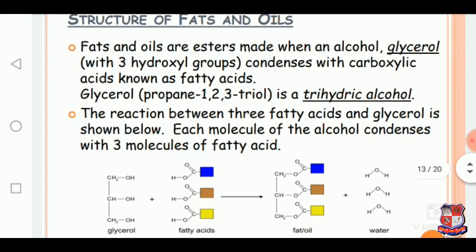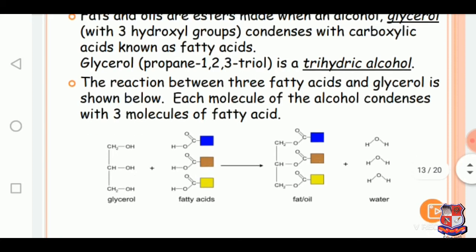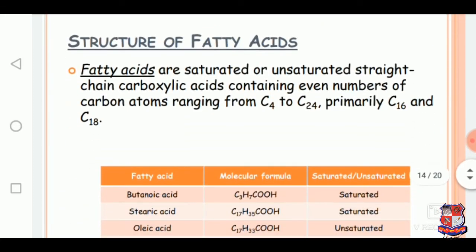Structure of fats and oils. This is an illustration of how the reaction takes place between the fatty acids and glycerol to produce a fat or oil. They are generally triesters, formed with the elimination of water molecules. Glycerol is a trihydric alcohol, and the fatty acids are carboxylic acids. The reaction is illustrated here, showing how the fat and oil is formed.